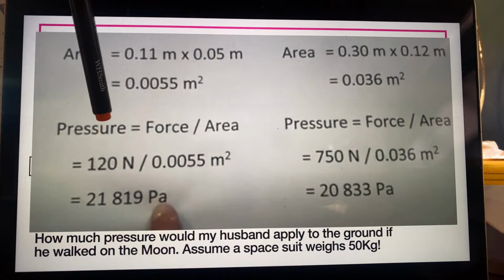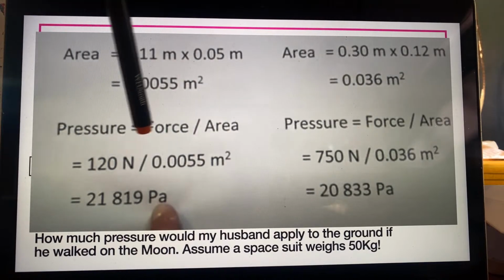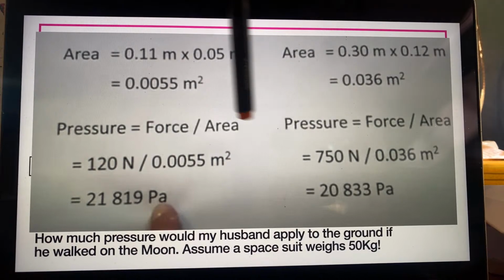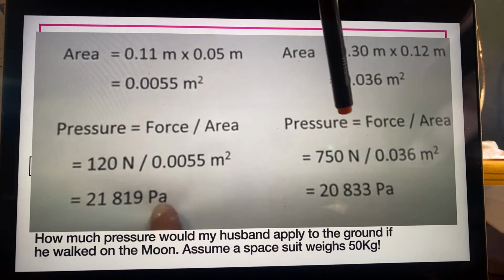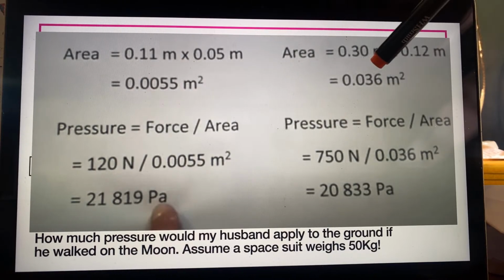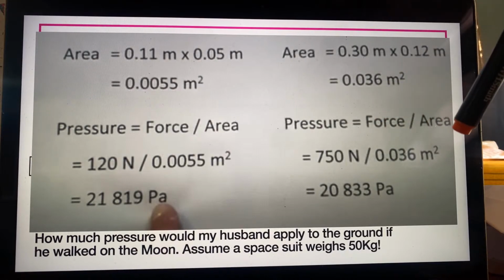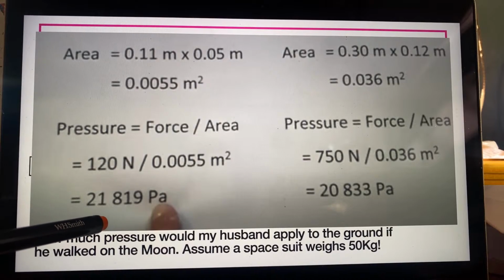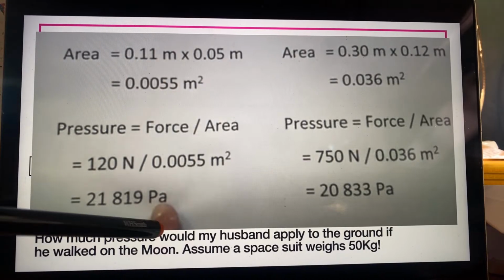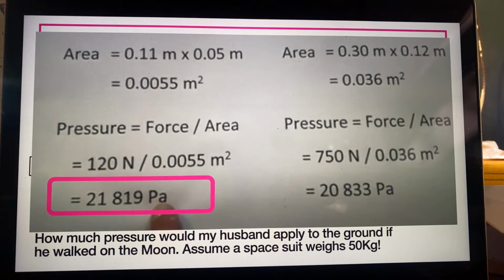And then if you work out their weights, my niece weighs a lot less than my husband, right? 120 newtons compared to 750 newtons. So you'd think, well, my husband weighs a lot more, so it'll hurt more if he steps on my foot. But no, because pressure is how much force is spread out over a certain area. True story, it actually hurts more when my niece steps on my foot because she's got smaller feet. So it works out that she applied a pressure of 21,819 pascals compared to my husband's 20,833 pascals. So yeah, surprising, right?